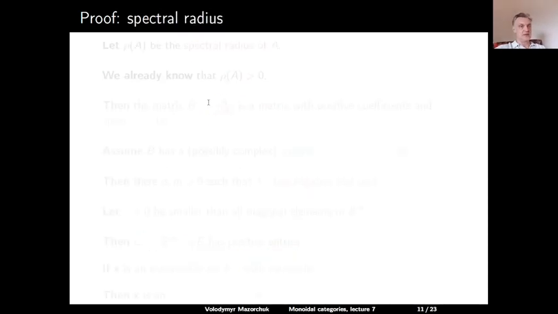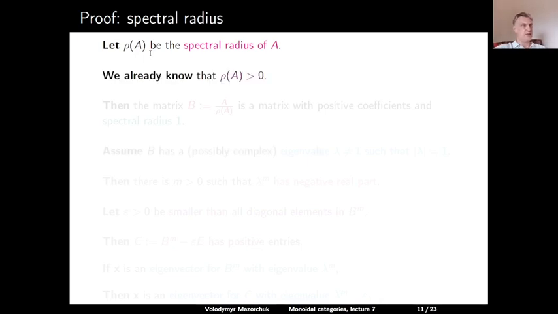Now let us look at the spectral radius of A. So consider the spectral radius ρ of A. Since we already know that A has an eigenvalue which is real and greater than 0, the spectral radius of A is greater than 0. So we can consider the matrix B, which is obtained from A by dividing A by its spectral radius. So the matrix B has spectral radius 1. And again, this is a matrix with positive coefficients.